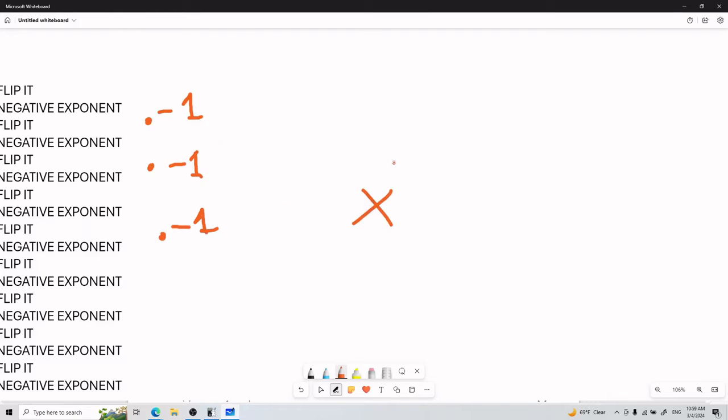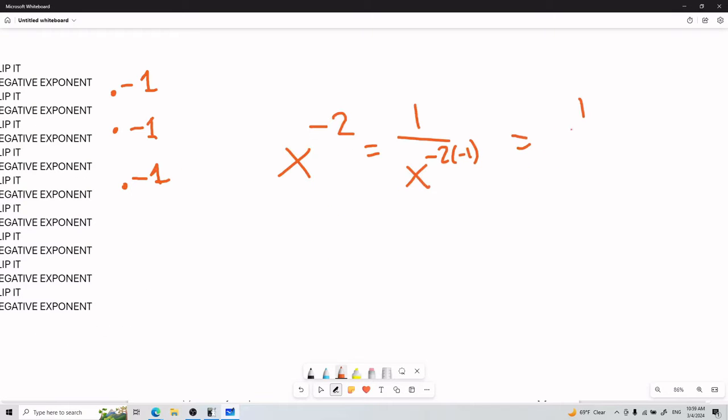So if you have x to the power of negative 2, you flip it, so it ends up on the bottom, right? And you multiply the top, the negative 2, times that negative 1, right? And that means you end up with 1 divided by x squared.